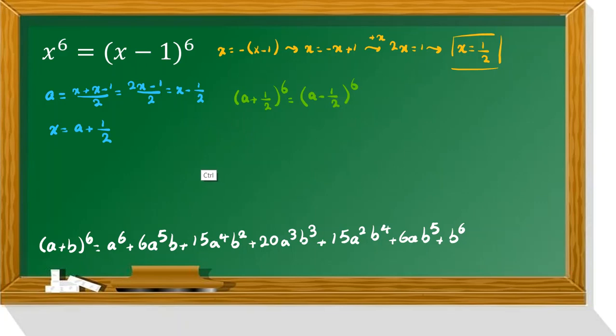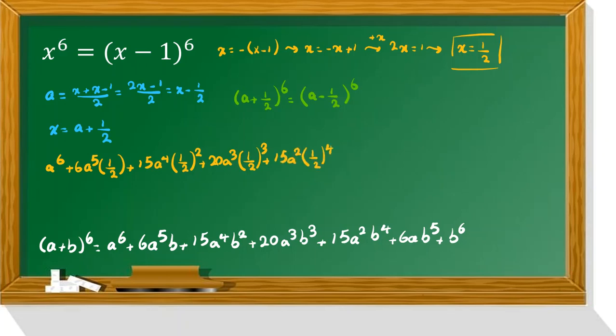Okay, we have a lot of terms, so let's write from this part. We want to calculate here. So we write from the left side, it will be a to the 6 plus 6 times a to the 5, 1 over 2, plus 15 times a to the 4, 1/2 squared, plus 20 a cubed, 1/2 cubed, plus 15 a squared, 1/2 to the 4, plus 6 a, 1/2 to the 5, and plus 1/2 to the 6.